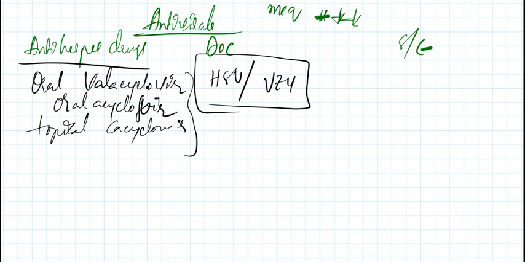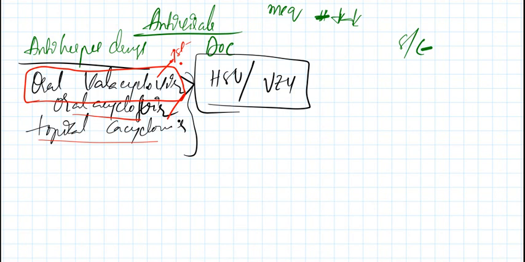But if you ask me, among these three drugs, which is the most superior one? Oral valacyclovir is the superior one. It should be your first choice if it is present in the options. If it is not there, then you can go for oral acyclovir, or you might also have topical acyclovir, but your first option should always be oral valacyclovir. It is the first choice and it is superior to oral or topical acyclovir.